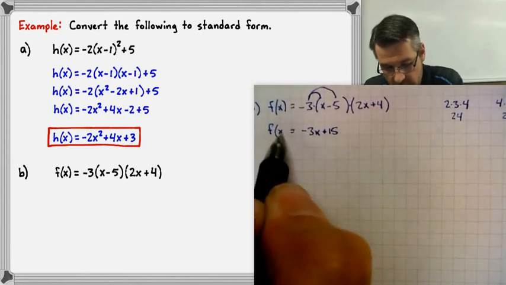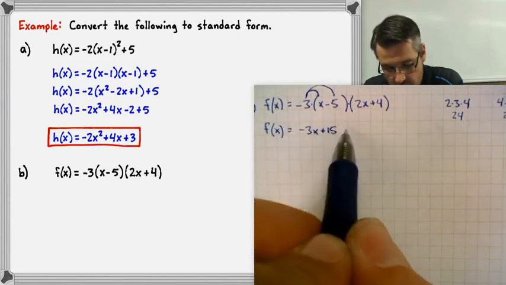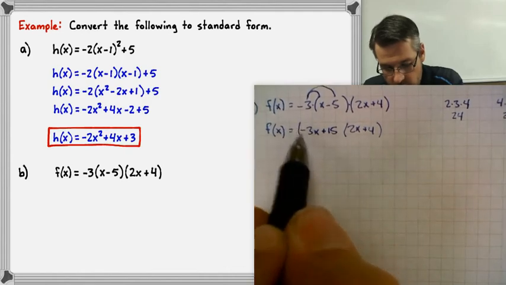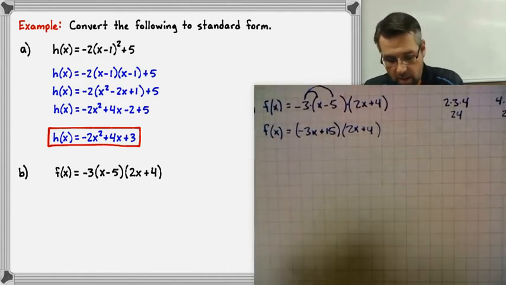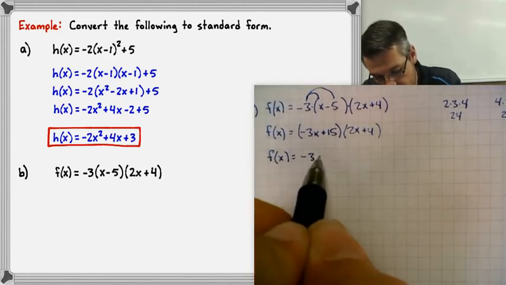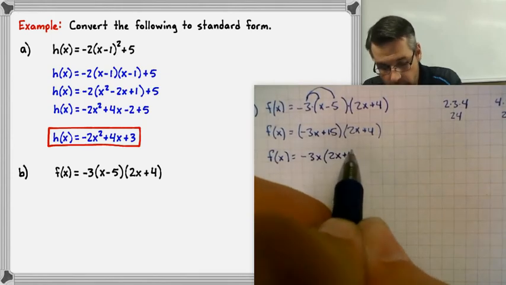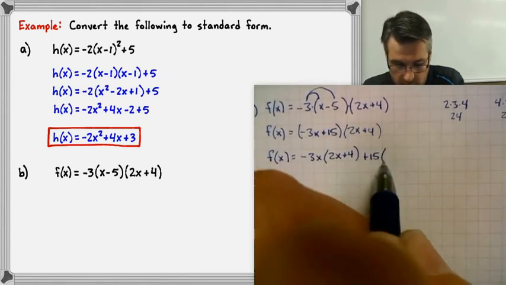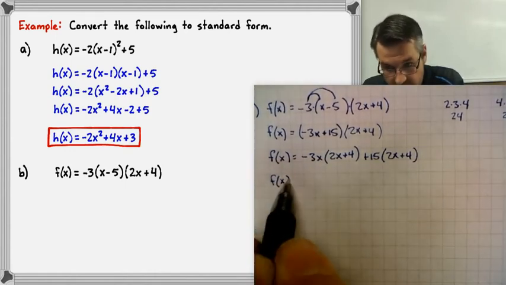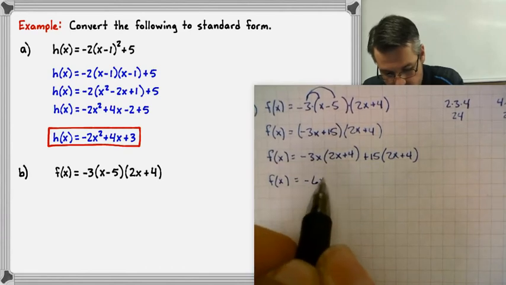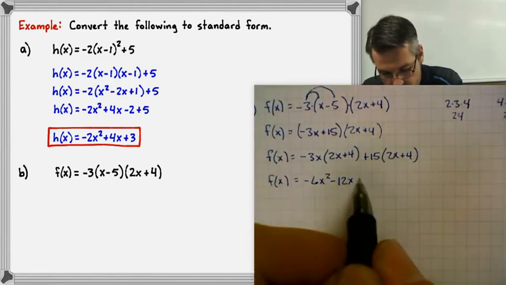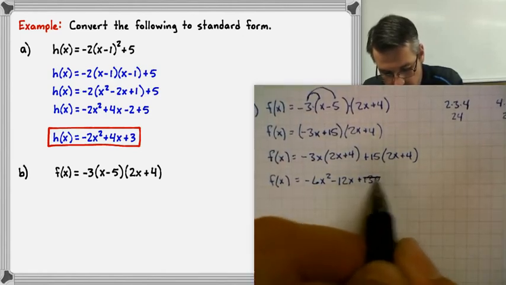Okay, so now I multiplied that, and I have to take that result and multiply it by 2x plus 4. Since I'm multiplying this whole result, I want to put parentheses around that. And then how do we multiply binomials? Well, we expand it. We say -3x times 2x plus 4, and then plus 15 times 2x plus 4. And then we could distribute. So we end up with f of x equals -6x squared minus 12x, distributing that. And then the 15, we distribute that in. We get plus 30x.